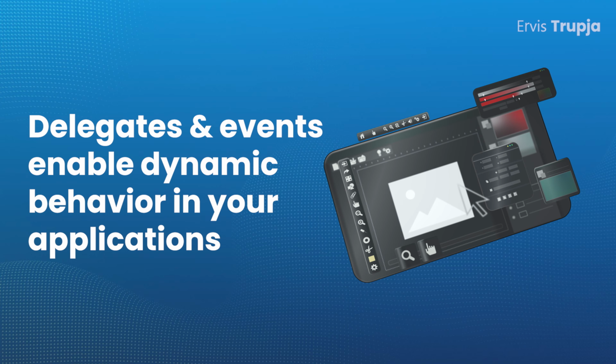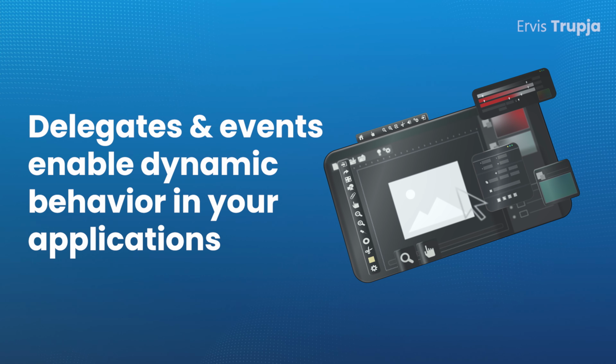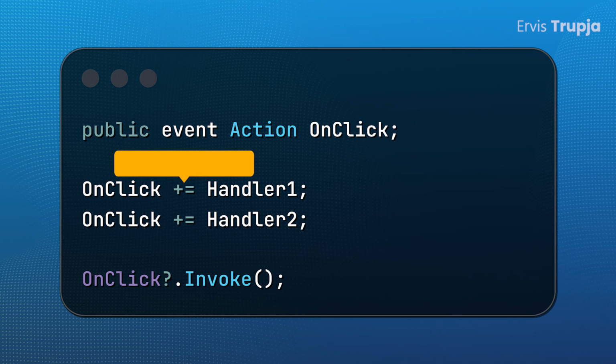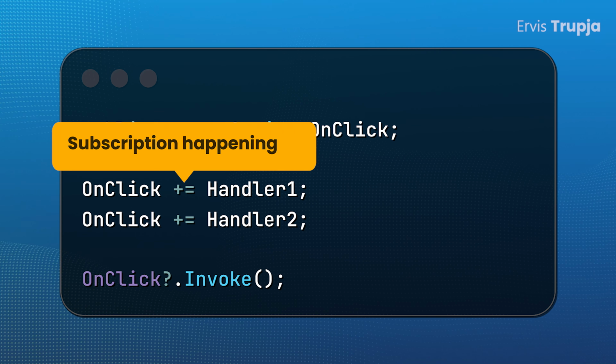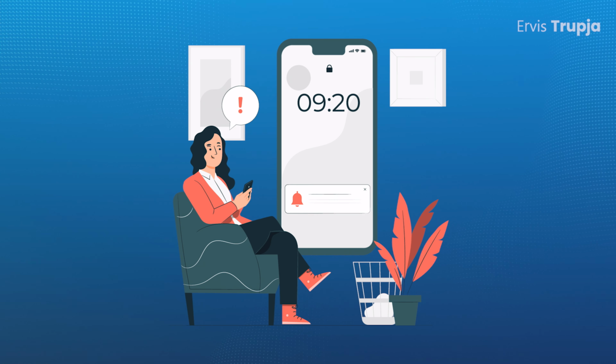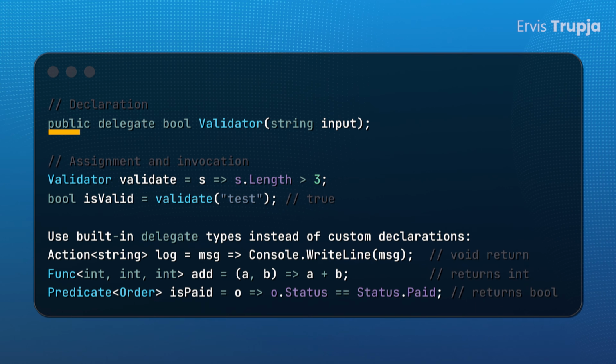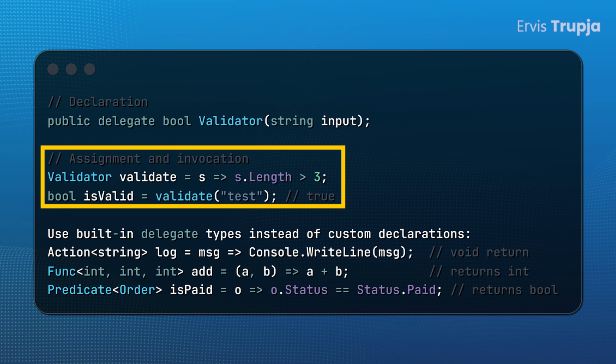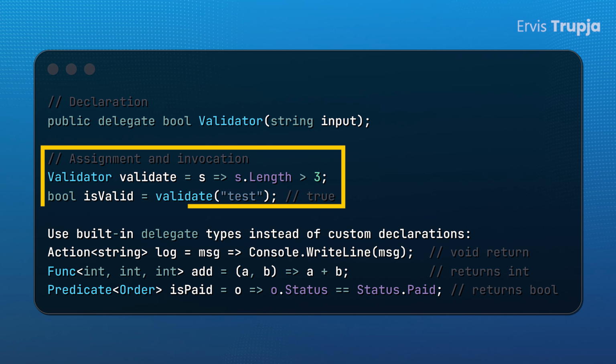Delegates and events enable dynamic behavior in your apps. Delegates are type-safe references to methods, while events provide the publish-subscribe mechanism where objects notify subscribers when something happens. Delegates are declared like this and are used by assigning methods, and then you can just invoke the method.